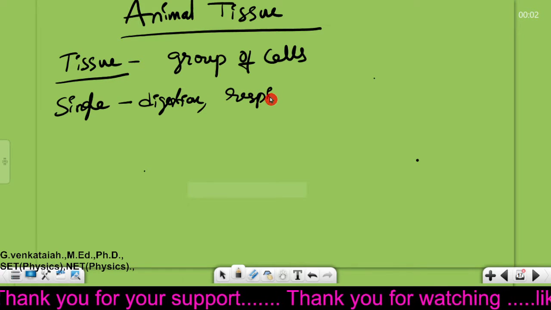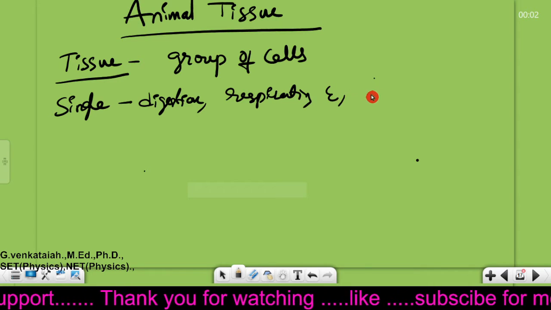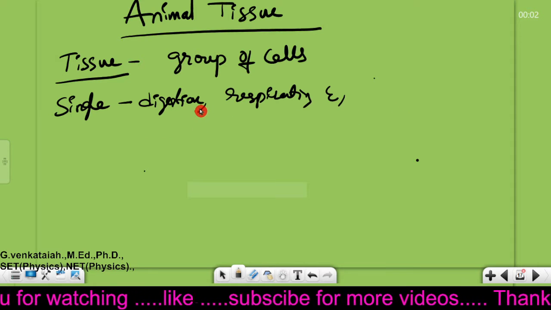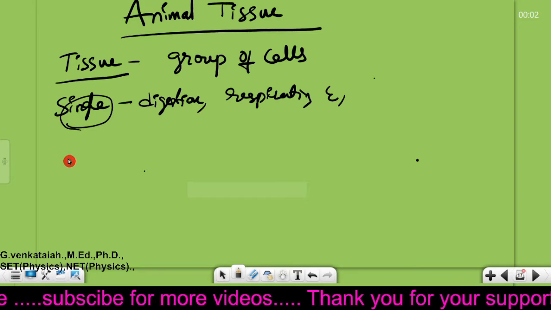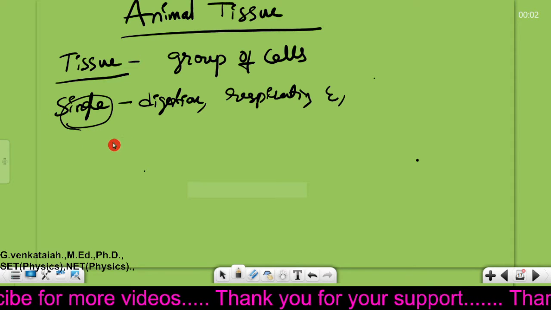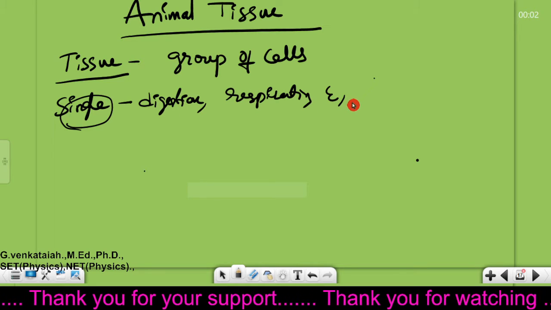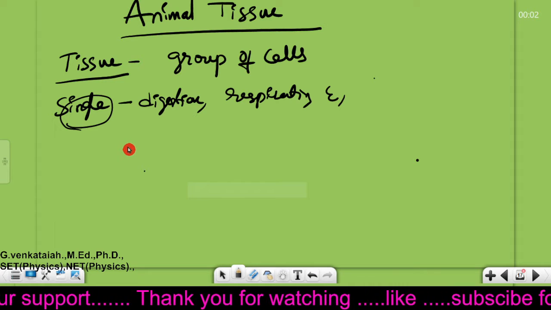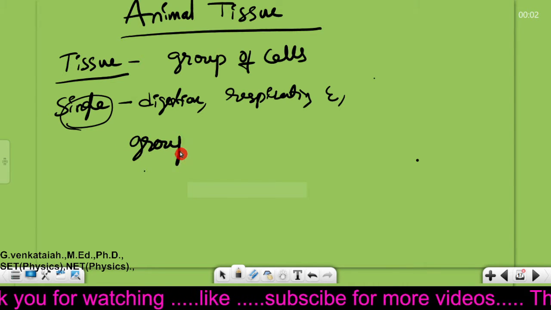respiration, excretion and reproduction, etc. All metabolic activities can be performed by the single cell. But in multicellular organisms, all these functions like digestion, respiration, excretion and reproduction will be performed by some group of cells.